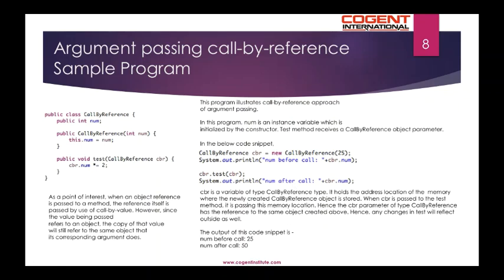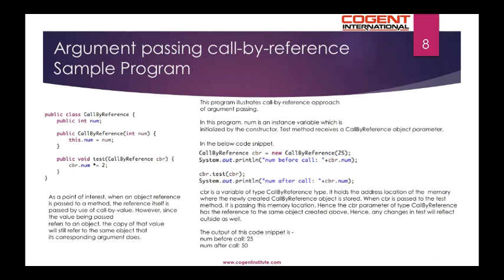CBR is a variable of type CallByReference. It holds the address location of the memory where the newly created CallByReference object is stored. So when CBR is passed to the test method, it is passing this memory location. Hence, the CBR parameter of type CallByReference has the reference to the same object created above. Hence, any changes in test will reflect outside as well.